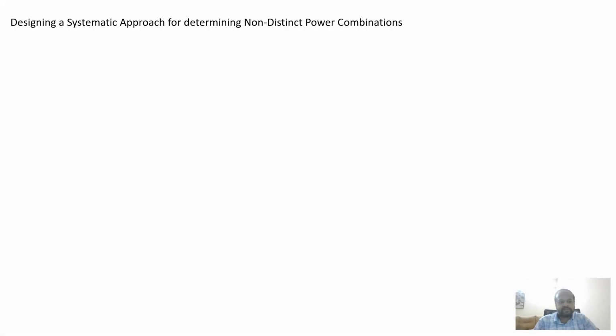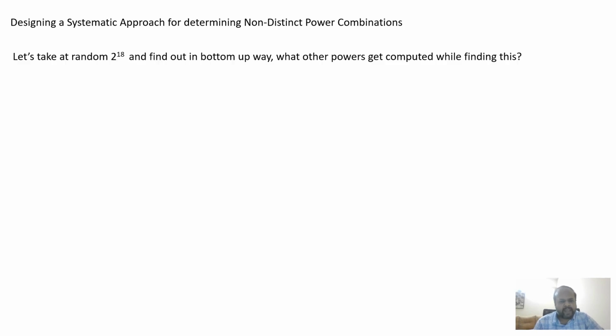Let us look at a systematic way for determining the non-distinct power combinations using the ideas we saw in the previous slides. So take a random number, say 2 to the power 18, and in the bottom up way, let us find out, while computing 2 to the power 18, what are the other powers that get computed?